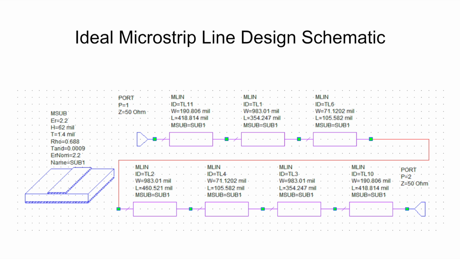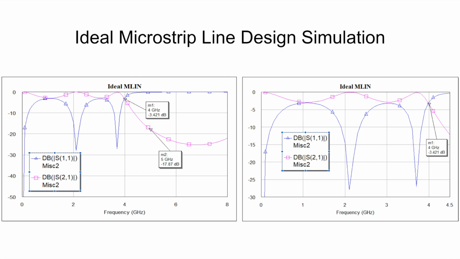We used the impedance, operating frequency, and electrical length values from the ideal T-line design and inputted them into the TX line calculator in Microwave Office to obtain the values for the microstrip line design, and also identified the substrate as a 62 mil Duroid 5880. The simulation for the ideal microstrip design still held the cutoff frequency at 4 GHz, and the attenuation at 5 GHz was similar to that of the ideal transmission line design.